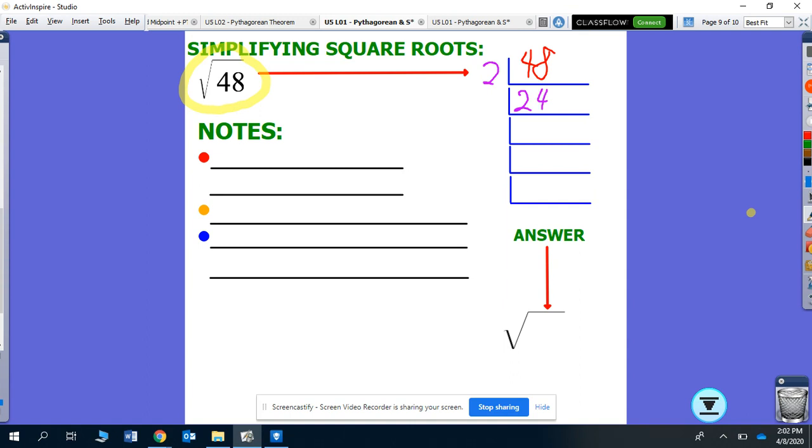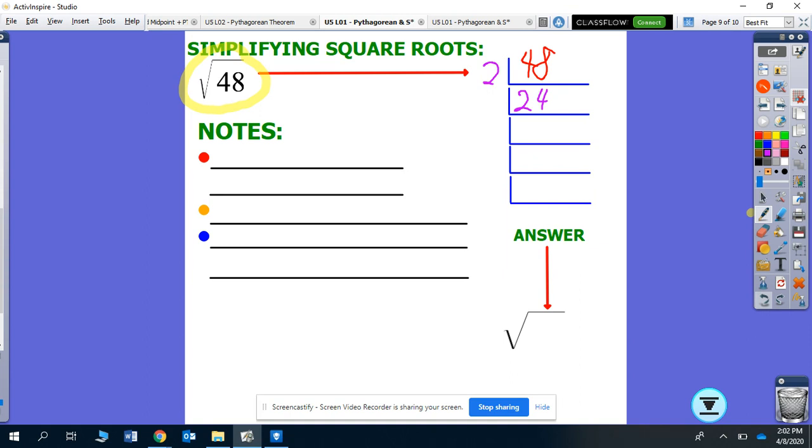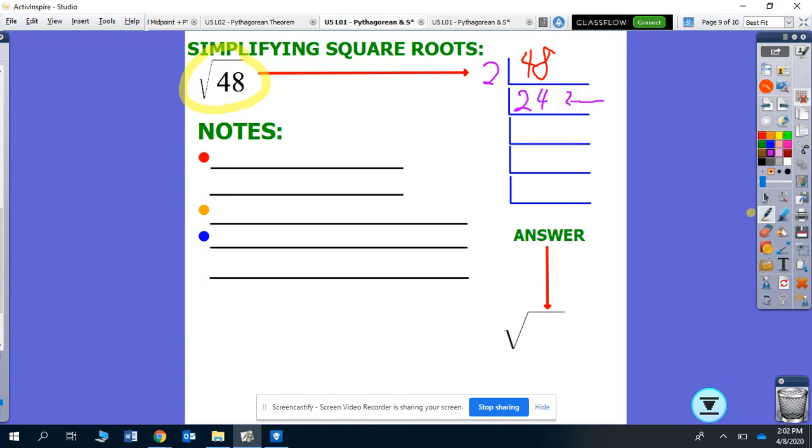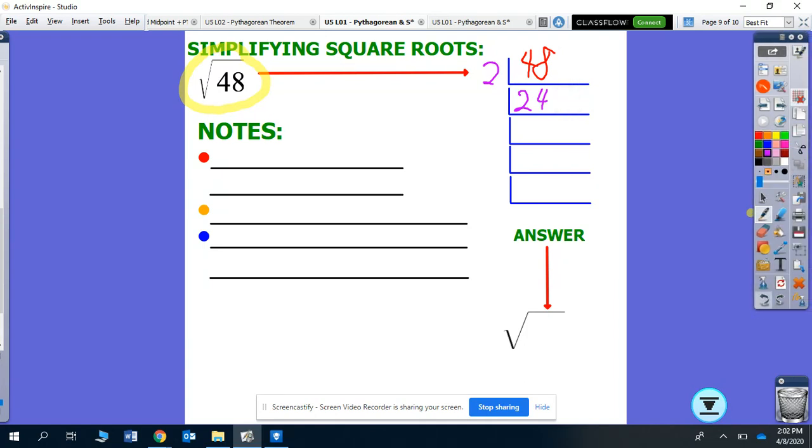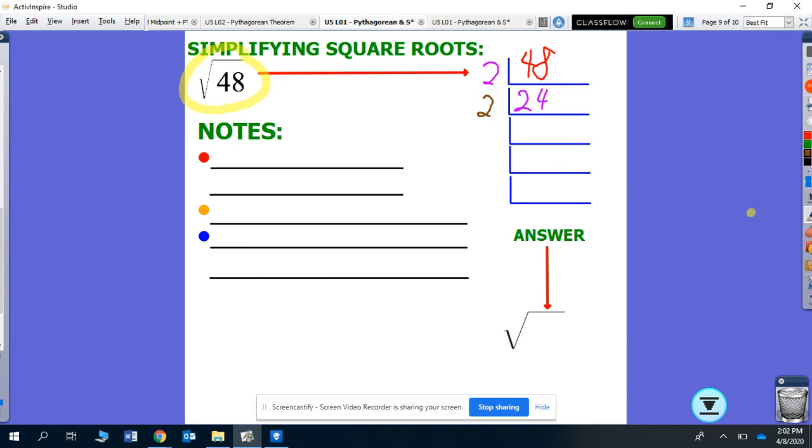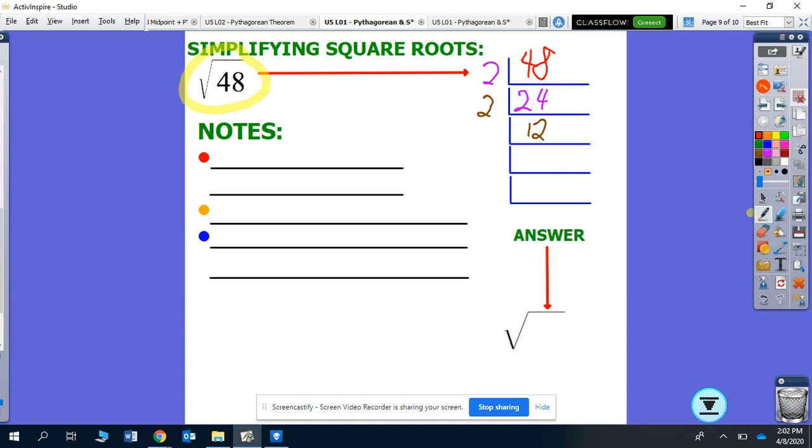So again, all I did was ask myself, what's the smallest number that goes into 48? The answer was 2, so I put that on the outside. I then did the division, and 48 divided by 2 is 24, so I put that on the next rung of the ladder. And then we just repeat this process again and again. What's the smallest number that goes into 24? It's 2 again. What's 24 divided by 2? It's 12.